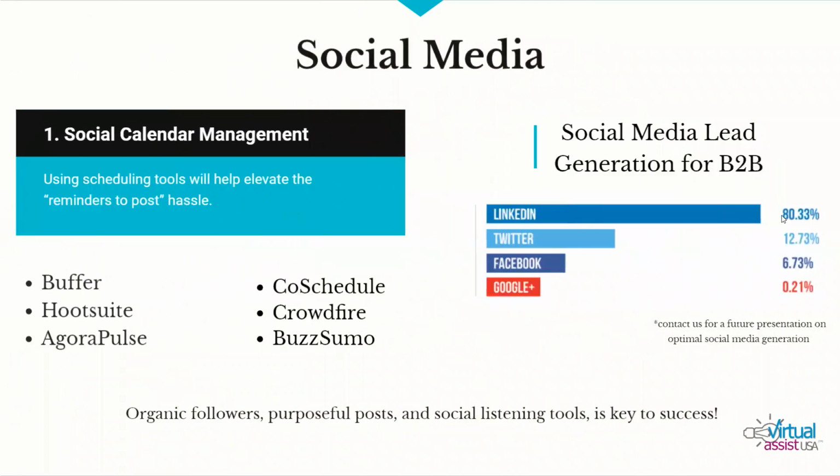So on to discussing social media. Arguably, one of the most known areas of automation to all of us, particularly surrounding scheduling posts to go out, tracking and analytics. Some great ideas to advance your social media marketing strategies surround organic followers, purposeful posts, social listening tools.